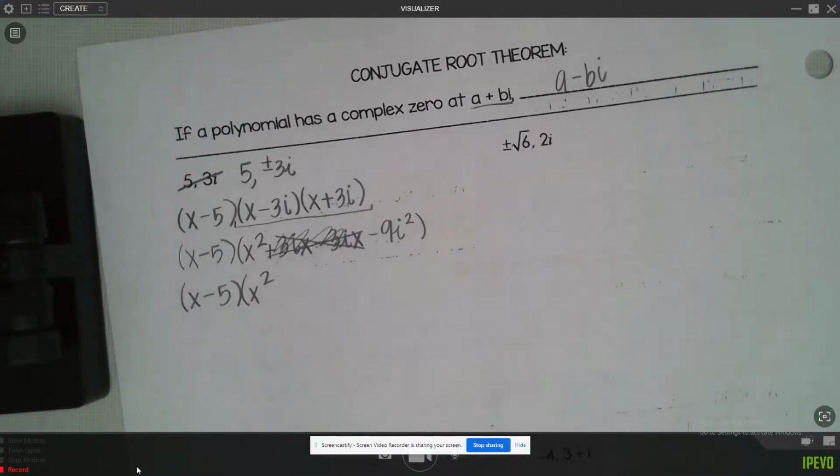By definition, what does i equal? The square root of negative 1, right? So if I square a square root, what happens with this square and this square root? They cancel. So what's left over? Negative 1. So you have to be careful here.